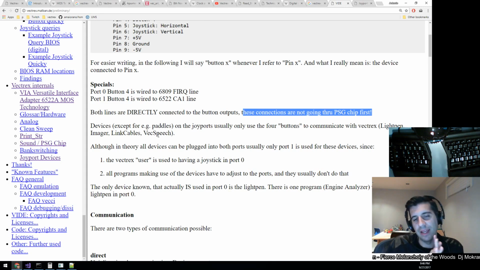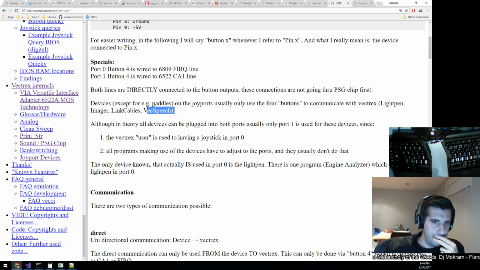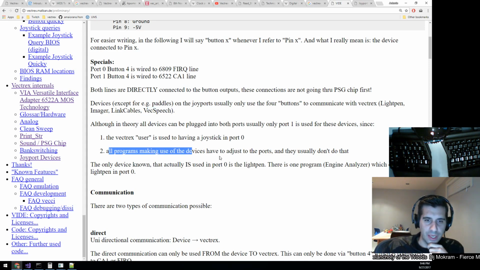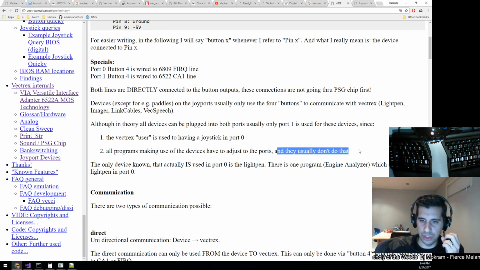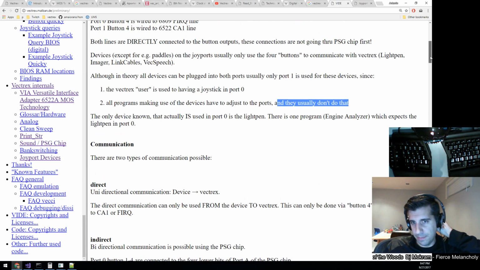So he is talking about not the joysticks, but like light pen, the 3D imager, and apparently link cables and Vex speech, I don't even know what these are, typically connected to joy port 1, the second port. "All programs making use of these devices have to adjust to the ports, and they usually don't do that." Okay. I think he means that you can program the system to say which port you want to read or not, and I think nobody does that, so they're just always set into default state.